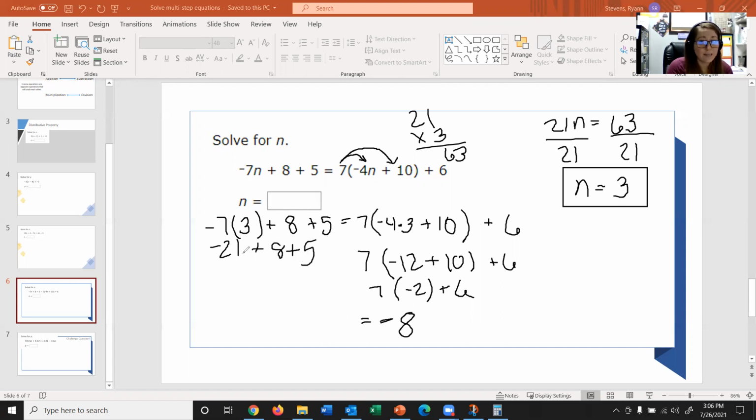Negative 21 plus 8. This is where our addition rules come into play. We would subtract and keep the sign of the larger number. So 21 minus 8 is going to be 13. And since 21 is bigger, this would be a negative 13. And then we want to add 5. Same thing we're going to do here. We're going to actually subtract. 13 minus 5 will give us 8. And since 13 is the bigger number, we're going to keep the sign of the larger number, which is negative 8. So we would say that, yes, this is going to check and show us that the answer for this question is going to be n equals 3.